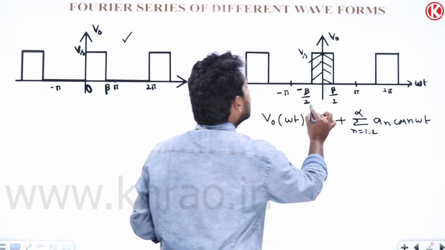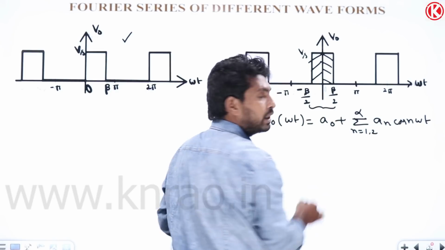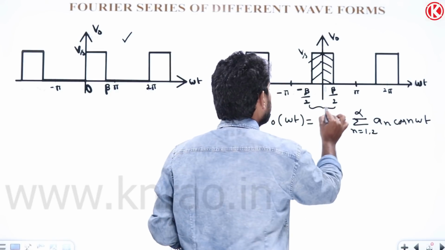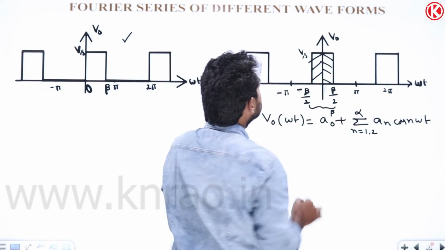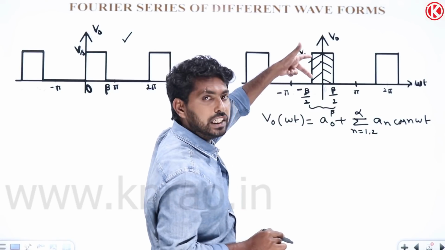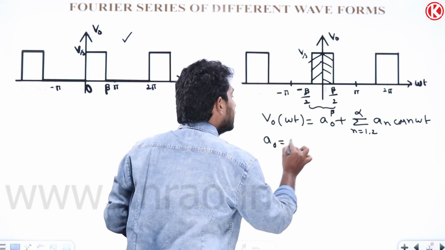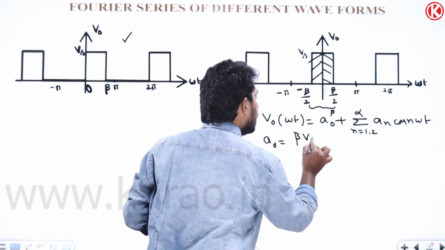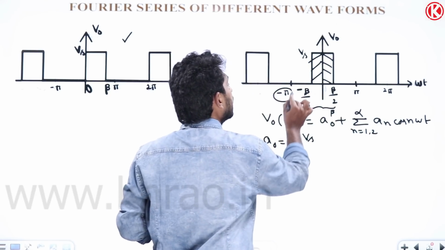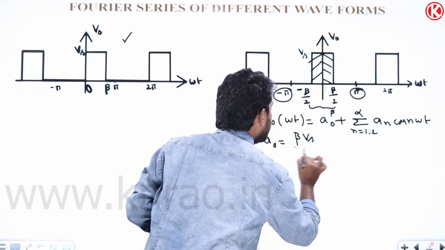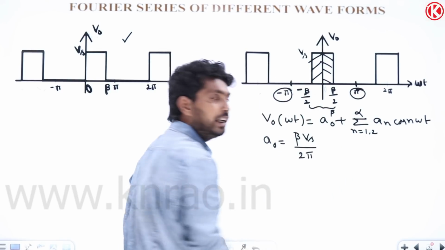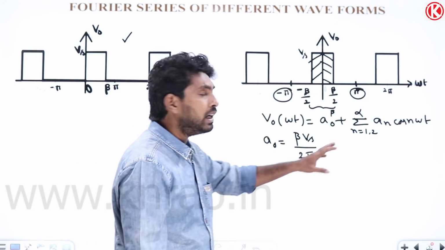So what about the area? From minus beta by 2, the length will be beta and the height is Vs, so the area will be beta into Vs. So A naught equals the area, beta into Vs, divided by the period from minus pi to pi, which is 2 pi. Beta into Vs divided by 2 pi. We got the A naught value.